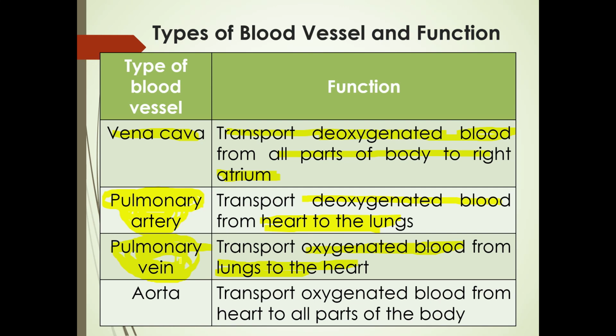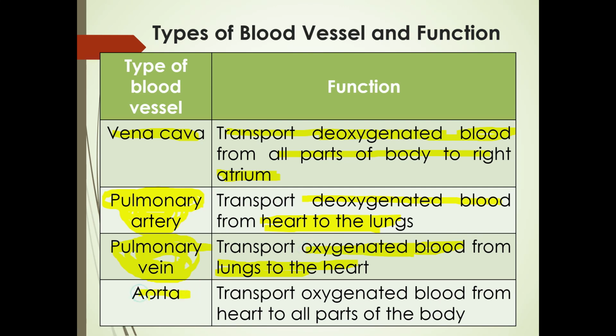I told you that all arteries transport oxygenated blood, but for the heart there is only one artery that does not, the pulmonary artery. The pulmonary artery brings the deoxygenated blood from the heart to the lung to get oxygen. Then the pulmonary vein brings the blood to the heart so it can pump again and go through all parts of the body. So remember that one.